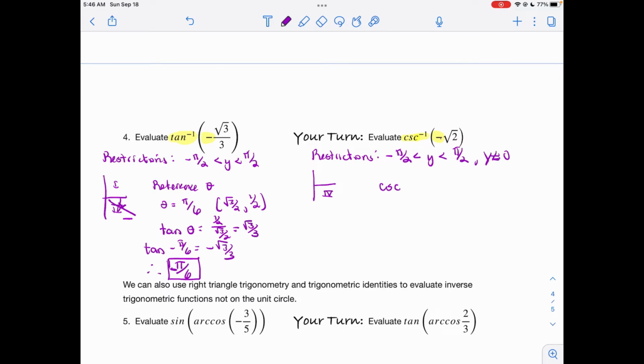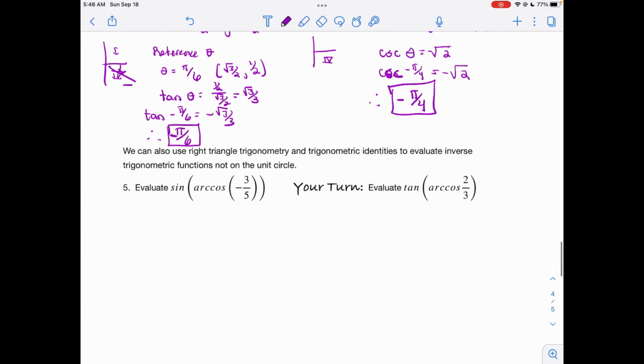So I've got to figure out when my cosecant is equal to negative square root of 2. So deal with quadrant 1 first. The cosecant of negative pi over 4 gives us negative square root of 2, because I know that the cosecant of pi over 4 is square root of 2. And so my answer is negative pi over 4.